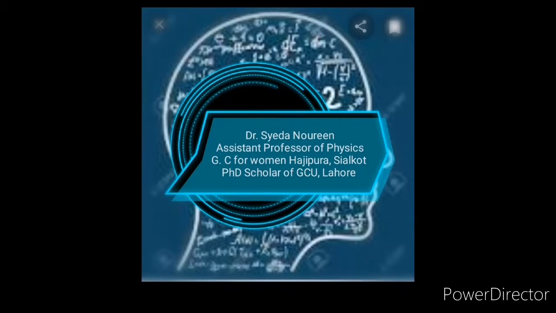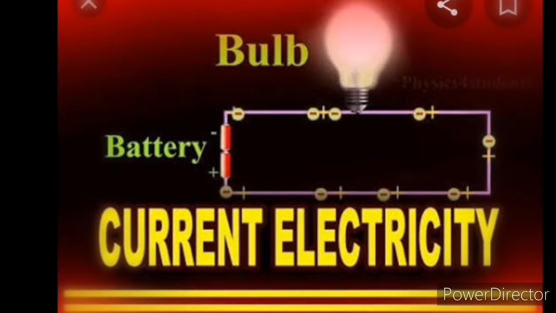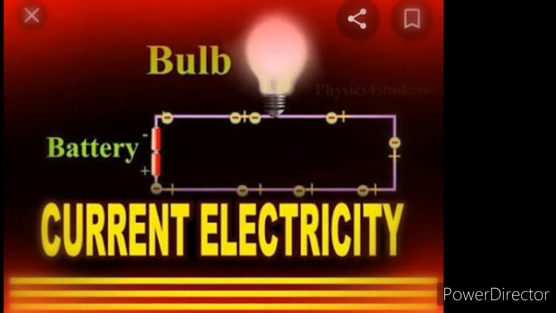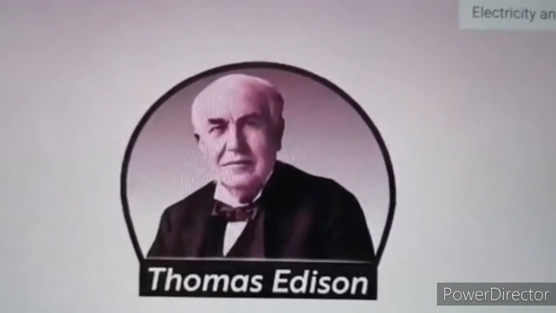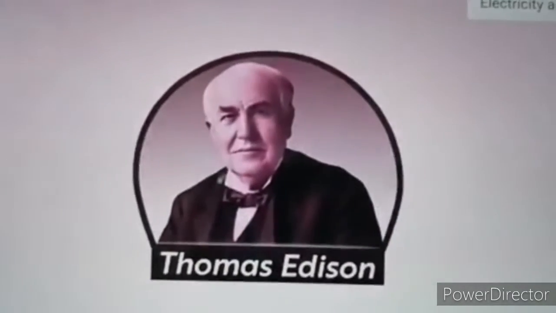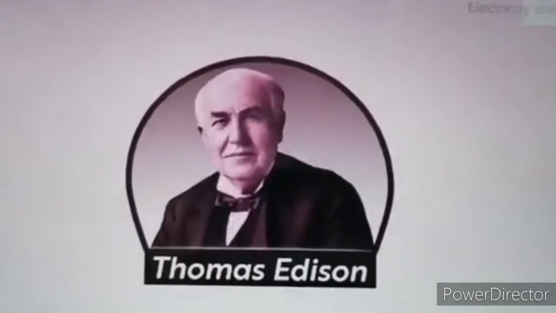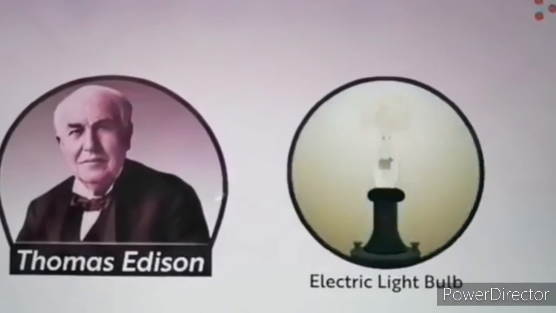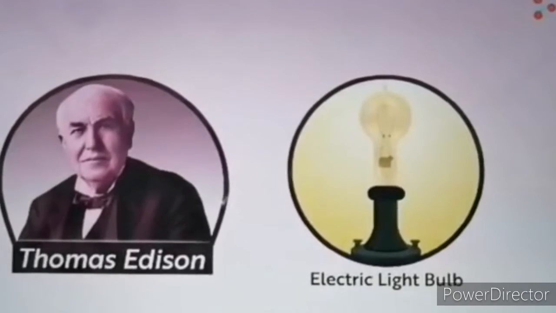Today we are going to discuss current electricity with animation. Let's watch. Dear students, do you know who he is? Yes, he is Thomas Edison. And what did he do? He invented the electric light bulb, which is the main application of current electricity.